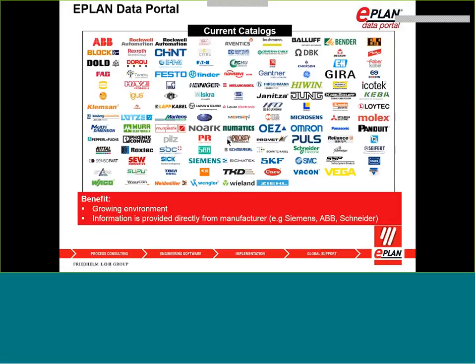Okay, so this is our current catalog, our current manufacturers in the EPLAN Data Portal online library. For example, you have ABB, Rockwell, Siemens, and others. Of course, it will keep growing, so we will add more manufacturers and suppliers inside.